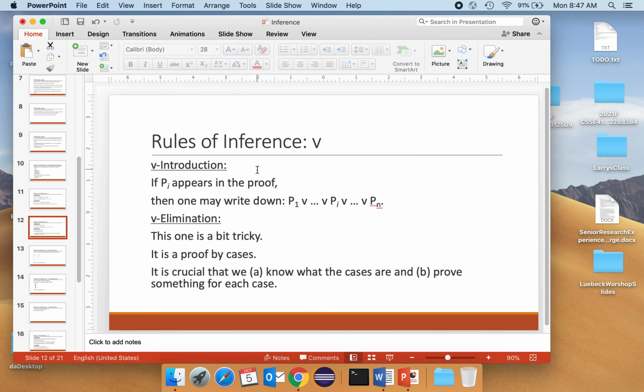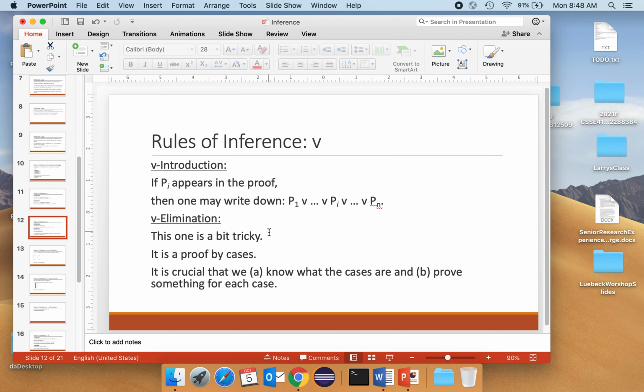Let's have a look at OR introduction. That's kind of a cool rule. Suppose we have some proposition Pi that appears in our proof, then we can write down P1 or so on or Pi or so on or Pn. Notice that the Pi is in here and we can pad it with as many other statements as we want to. Because if this one is true, then obviously anything we add to it by an OR also has to be true. Even if all the others are false, the entire compound statement is still true. Yeah, sort of like dilution of information a little bit, right?